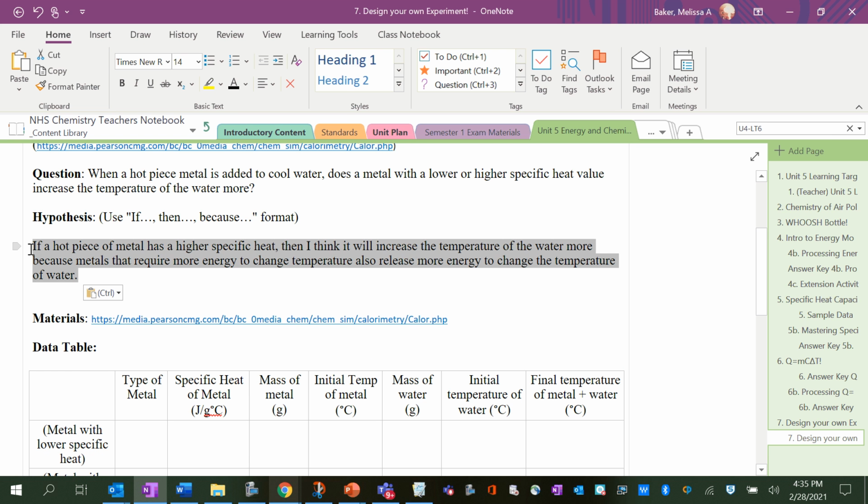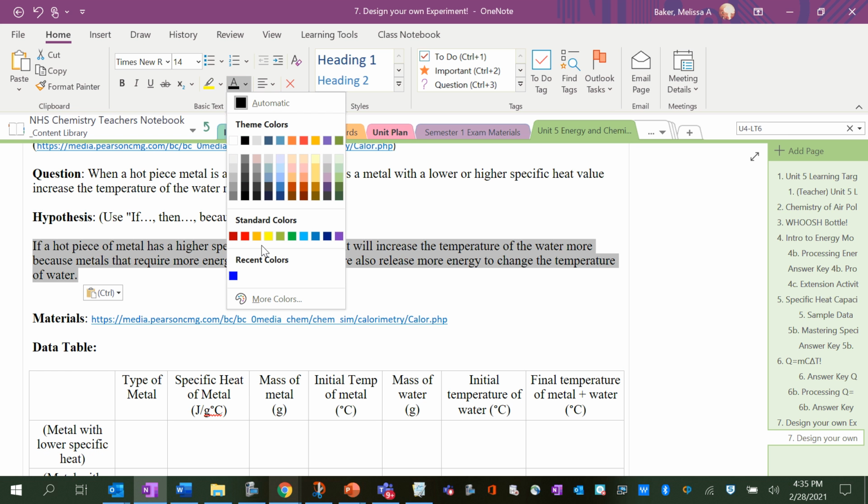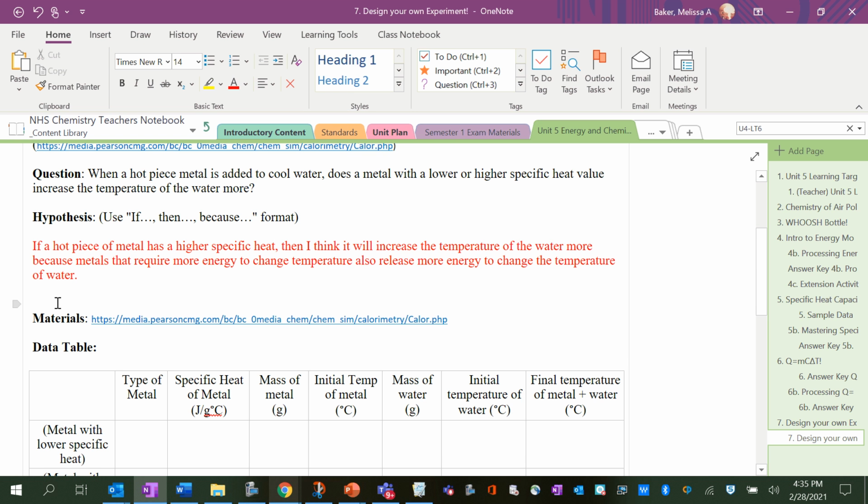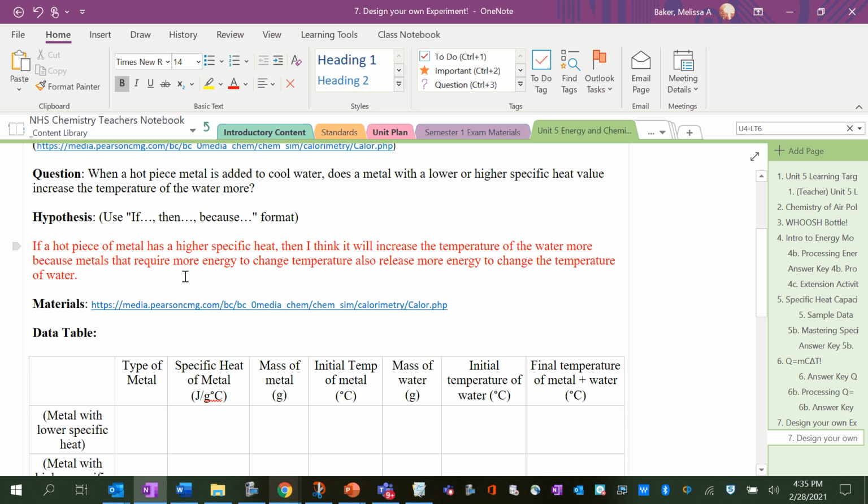I wrote mine, and just to save time, I typed it out ahead of time. If a hot piece of metal has a higher specific heat, then I think it will increase the temperature of the water more, because metals that require more energy to change temperature also release more energy to change the temperature. Okay, that was my theory at least.